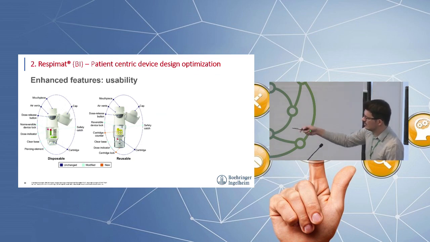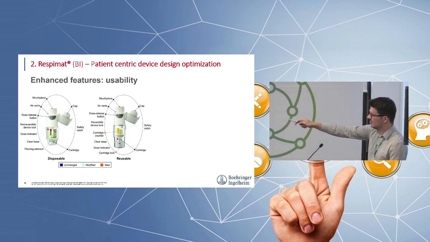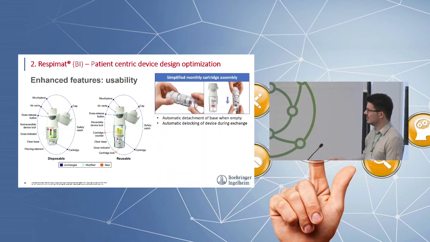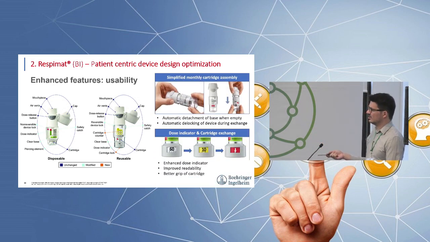So just a quick overview, you can see here the image quality is not very good, but you can see a bit here the differences of what was modified and what is new between the disposable previous device and the new reusable device. And these are the main differences which really improve the patient handling and administration. So they increased the dose indicator for patients to see it better. There's a signal which says that the cartridge is over, so you can take it out, and the handling of the cartridge for removal and change is also very easy to do.